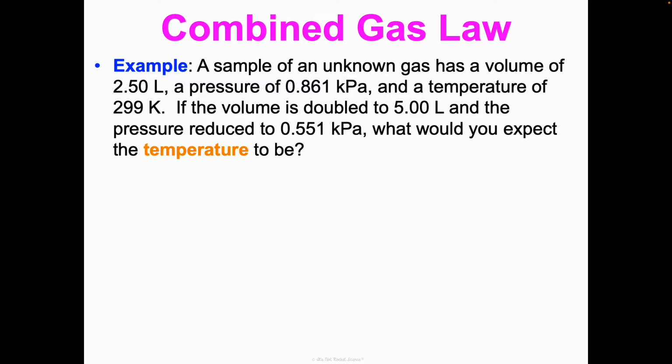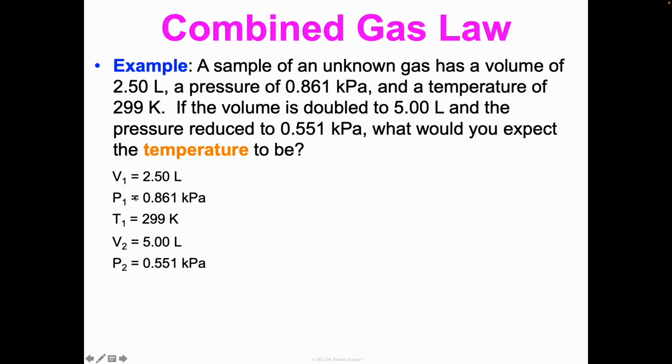Okay, a lot of words, but let's just analyze and see what we know and what we don't know. Just get started labeling. That's the first thing you always do. So what do we know? We know that this gas has a volume of 2.50 liters, a pressure of 0.861 kilopascals, and a temperature of 299 K. Those are all my initial conditions: V1, P1, T1. Now, the new volume gets doubled, so V2 is 5.00 liters. And then the pressure, P2, gets reduced to 0.551 kilopascals. We're looking for temperature 2.